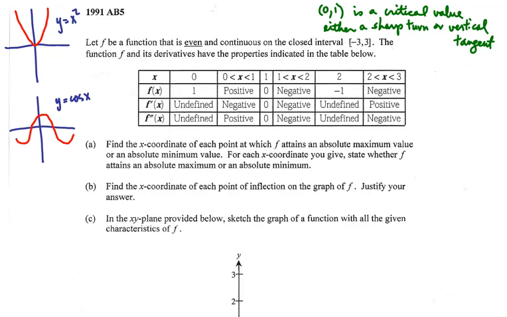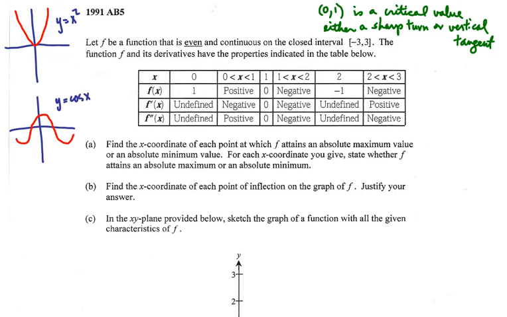It's not a place where the derivative is 0, but it is a place where the derivative is undefined, and that's enough to make it a critical value. In those cases where you have a critical value but the derivative is not 0, you will have either a sharp turn or a vertical tangent.